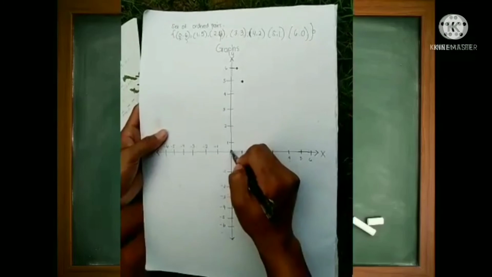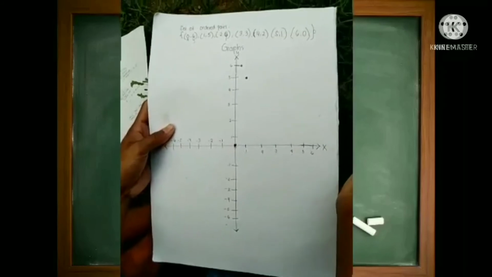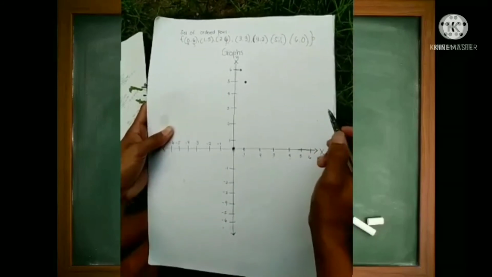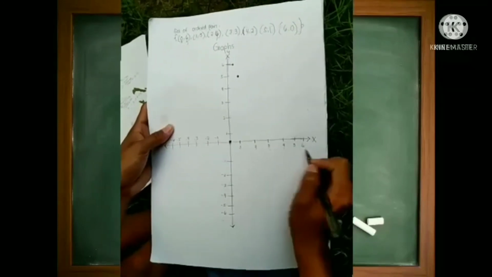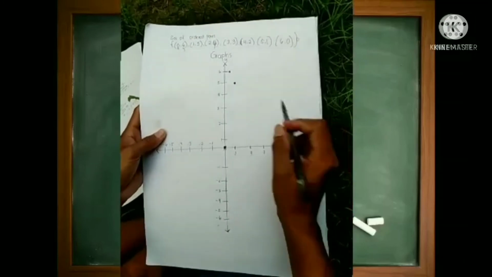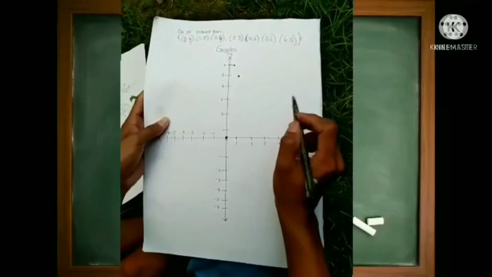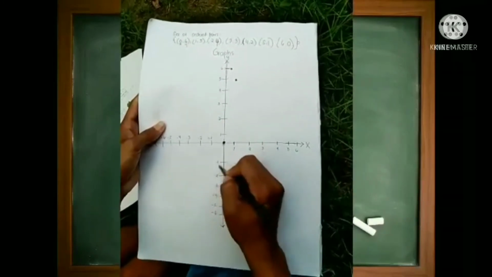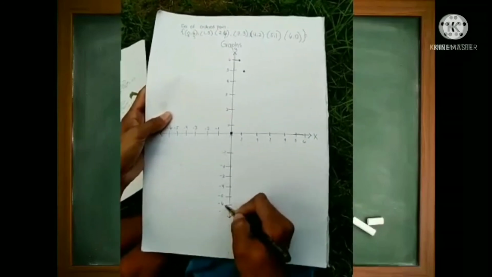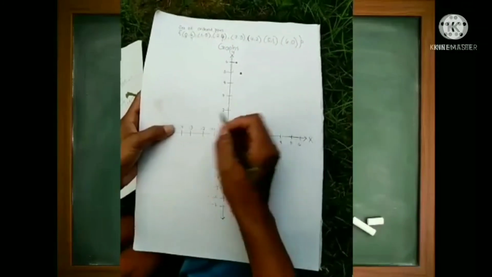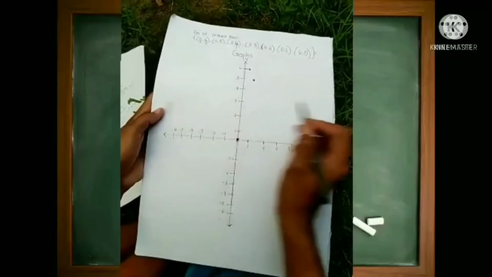This is our origin, the coordinate is 0, 0. On the right side, our horizontal line is 1, 2, 3, 4, 5, 6, and on the vertical, 1, 2, 3, 4, 5, 6. Then on the lower part, we have negative 1, negative 2, negative 3, negative 4, negative 5, and negative 6. On the left side, we have negative 1, negative 2, negative 3, negative 4, negative 5, and negative 6.